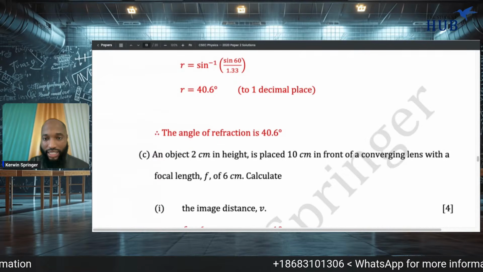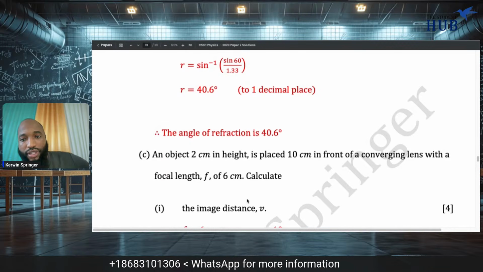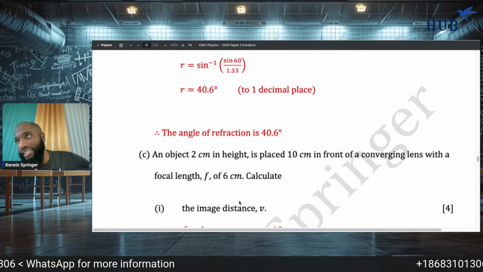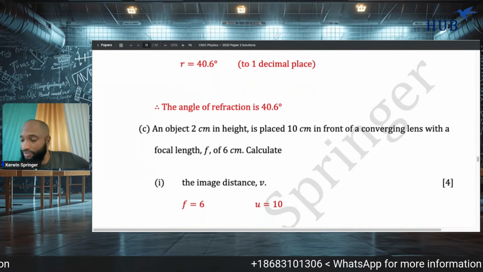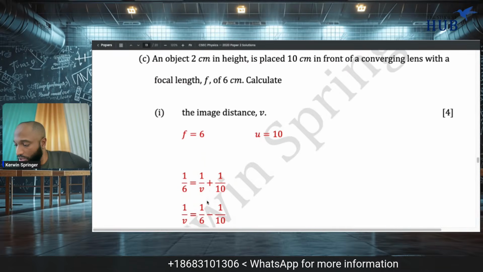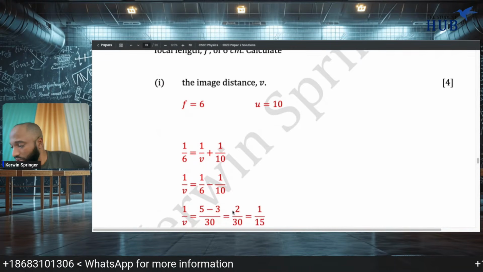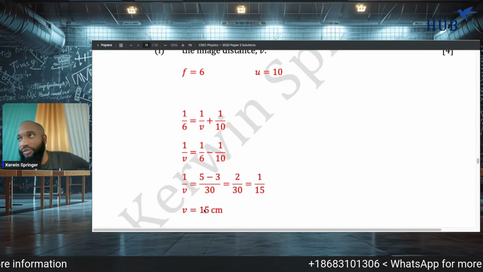So answers, any answers coming in? 1 over F, so 1 over V will be 1 over F minus 1 over U. Get that answer and then invert it. How much did you get? 15. So it's going to be 1 over 6 minus 1 over 10, which is 2 over 30, 1 over 15. Then you invert that back again and you get 15.